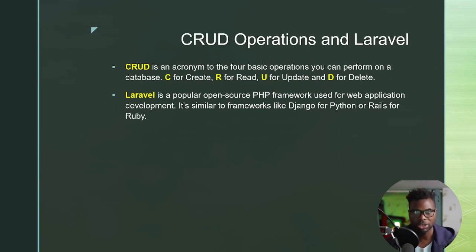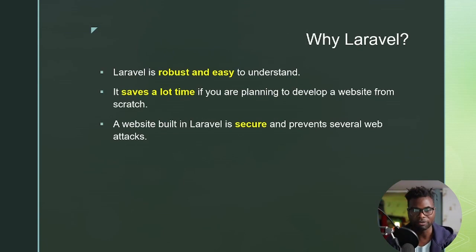Alright, so Laravel is a popular open source PHP framework used for web application development. So it's similar to frameworks like Django for Python or Ruby on Rails. Why Laravel? Well, Laravel is robust and easy to understand. It also saves a lot of time if you're planning to develop a website from scratch. A website built in Laravel is secure and prevents several web attacks. And so you should consider all these advantages and go with Laravel for your web application development.